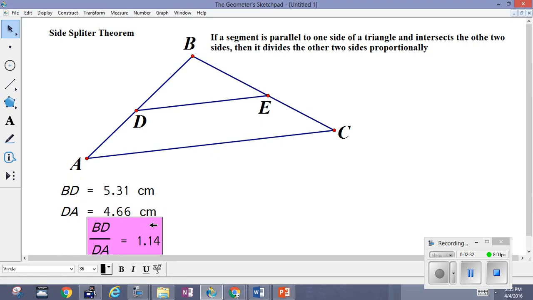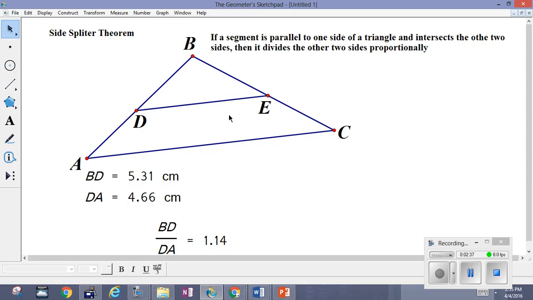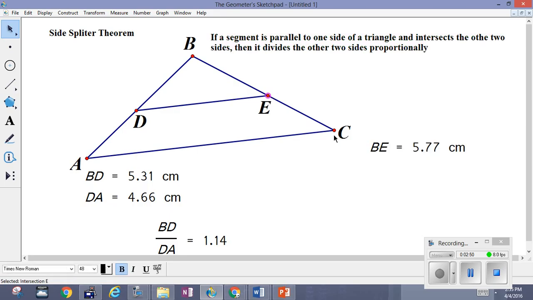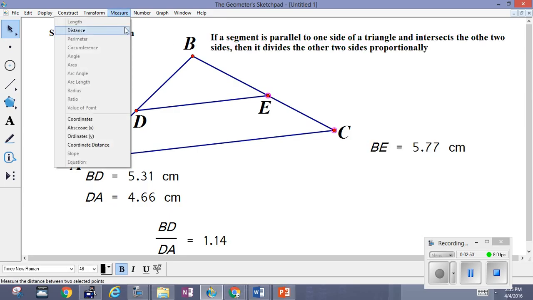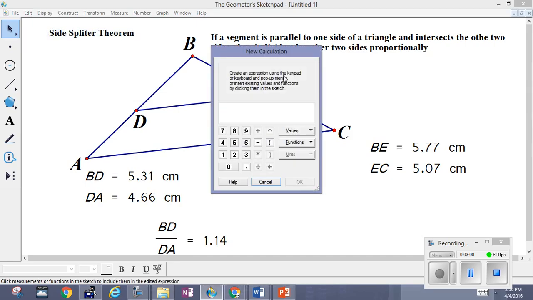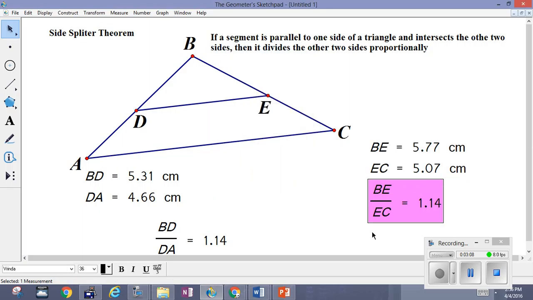And I'm going to look at the top to bottom ratio over here as well on the side BC. So I measure BE, put that distance over here, and I measure my length EC. Now I'm going to take the ratio again between these two: calculate the ratio of BE to EC. And lo and behold, I get the same ratio.